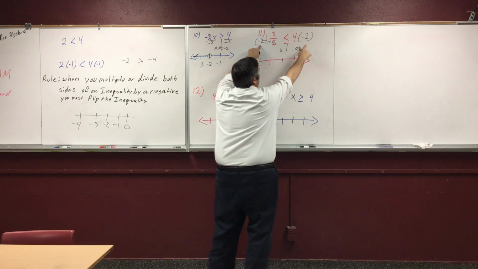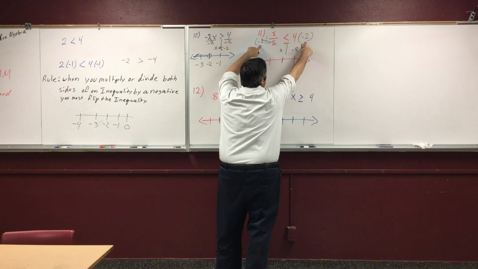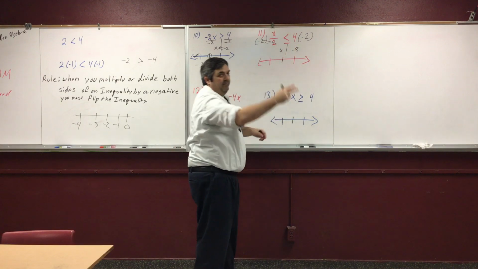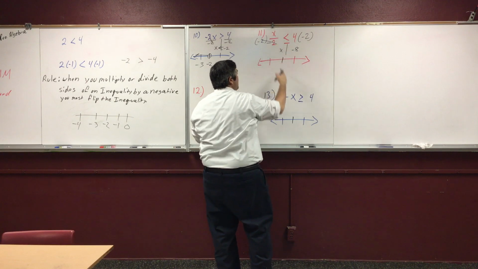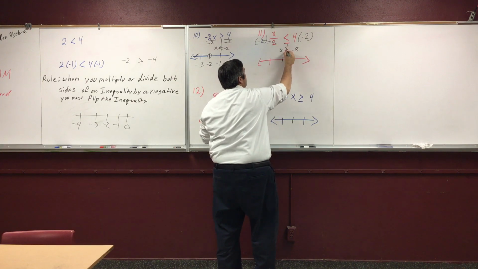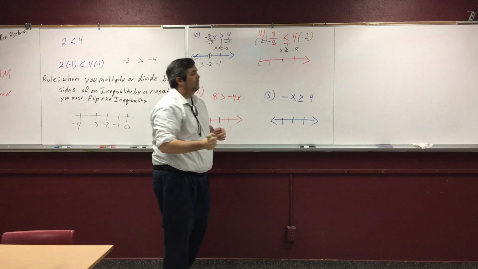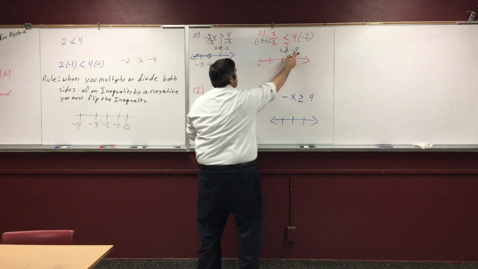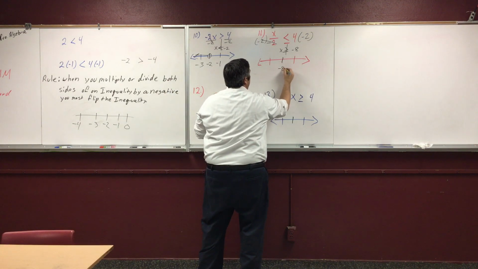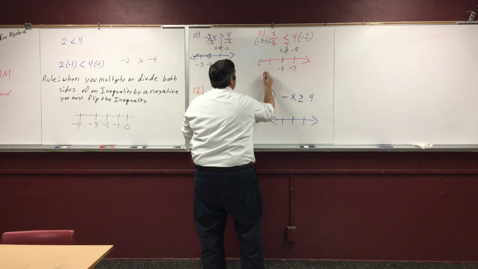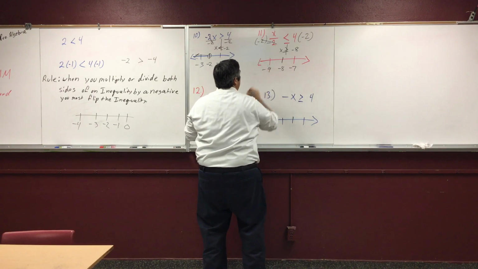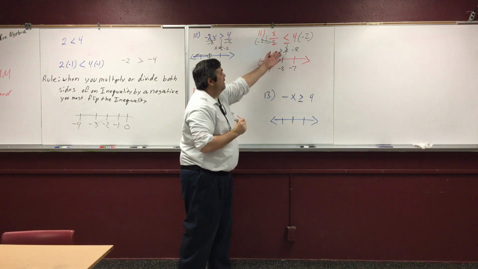And again, I multiplied by a negative on both sides, so what do I do with the inequality? I flip it. So now my inequality goes from less than or equal to, to greater than or equal to. And I'm going to take this number and plug it in here. Negative 8. To the right, the numbers get bigger. Negative 7. To the left, numbers get smaller. And now all I have to do is graph it.